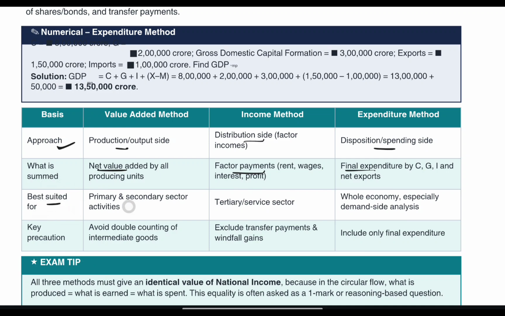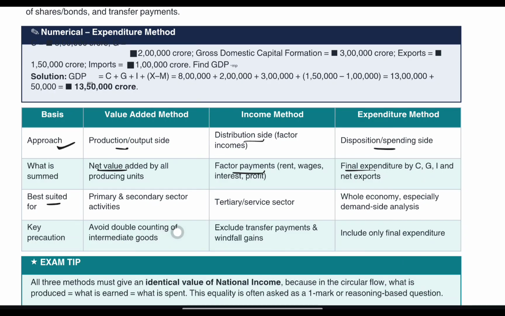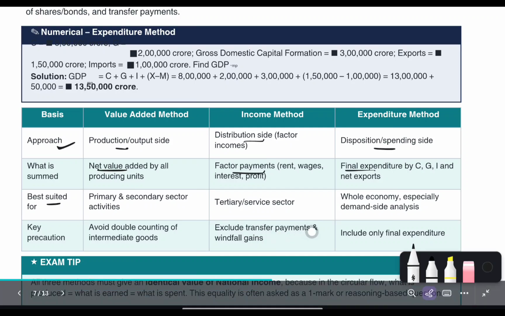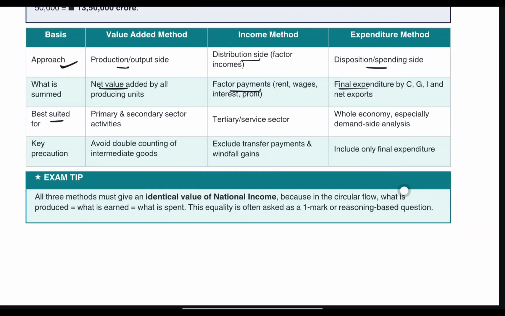Best suited for: the value added method is best suited for primary and secondary sectors. The income method is best suited for tertiary and service sectors, while the expenditure method is best suited for the whole economy, especially demand side analysis. Key precaution: avoid double counting of intermediate goods in the value added method, exclude transfer payments and windfall gains in the income method, and include only final expenditure in the expenditure method. And here all your methods are done.